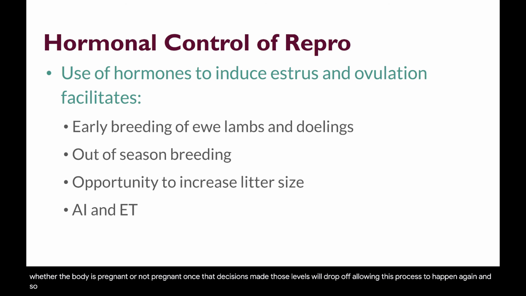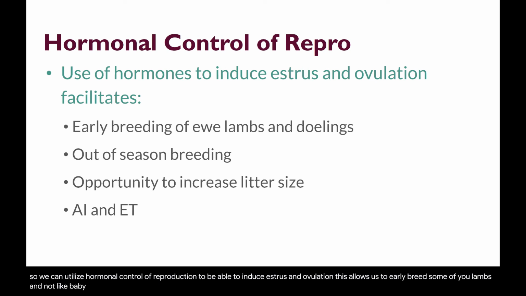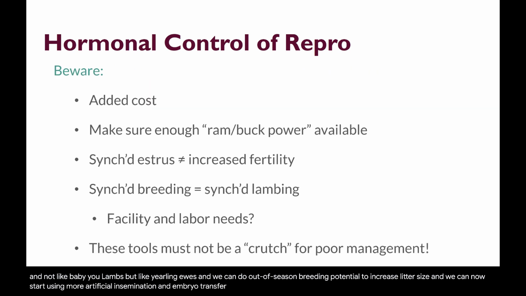We can utilize hormonal control of reproduction to induce estrus and ovulation. This allows us to early breed some ewe lambs, not baby ewe lambs, but yearling ewes. We can do out-of-season breeding, potentially increase litter size, and we can start using more artificial insemination and embryo transfer. But there is a cost. As you do these things, it costs money, and it doesn't mean increased fertility.